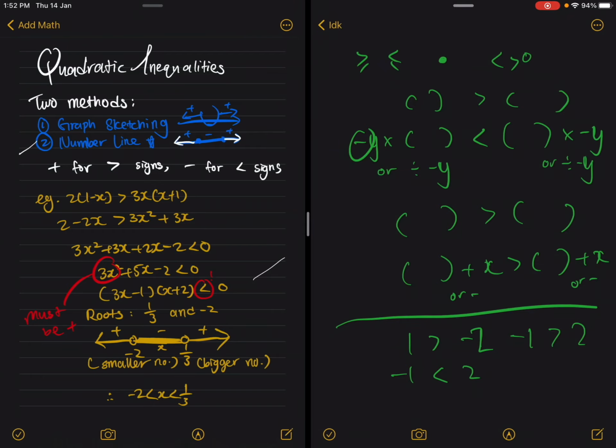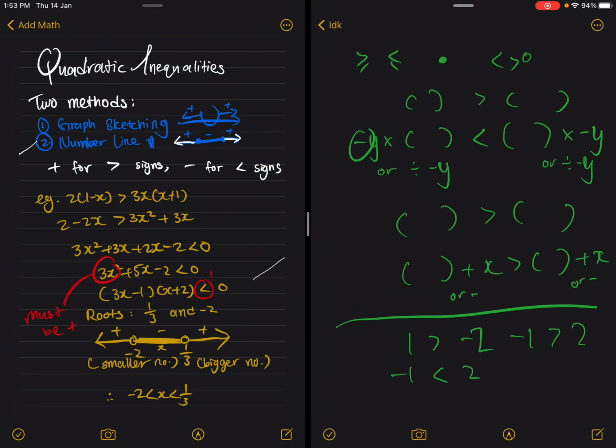This is an example here. 1 is more than -2. If you multiply them both by -1, you have to flip the sign, because -1 cannot be more than 2. The second one is, how do you find the answers using the roots given from your quadratic inequality? There are two ways to sketch: graph sketching or number line. I myself use number line because it's simpler and it's accepted in both UEC and SPM. They both involve the same concept.